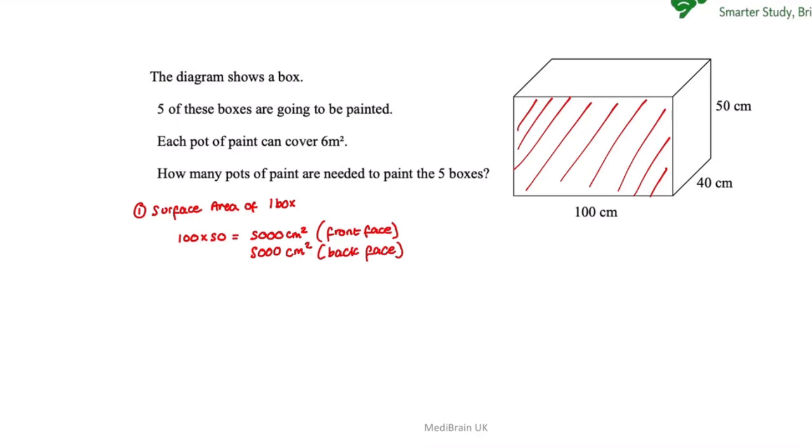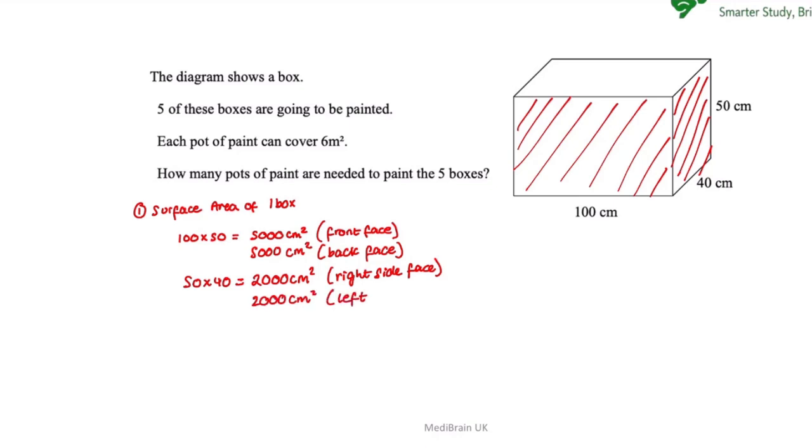Now if we work out the side face, this face, that's going to be the same as the left side face. So to work out the area of one side face, it's going to be 50 times 40, and that's going to give you 2,000 centimeters squared. This is for the right side face. And we need the left side face as well, and it's going to be the same: 2,000 centimeters squared for the left side face.